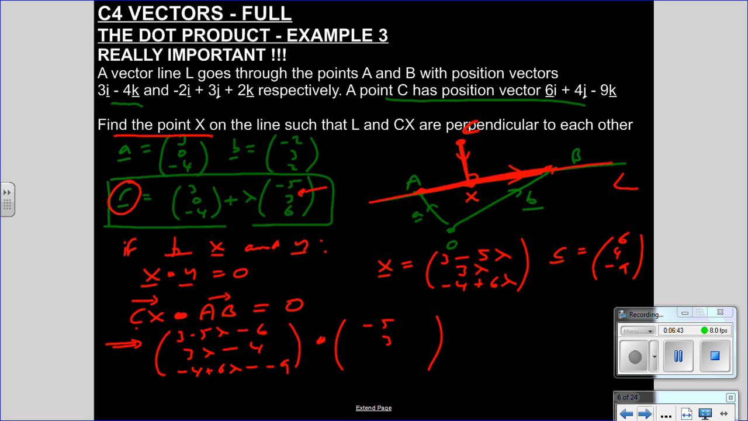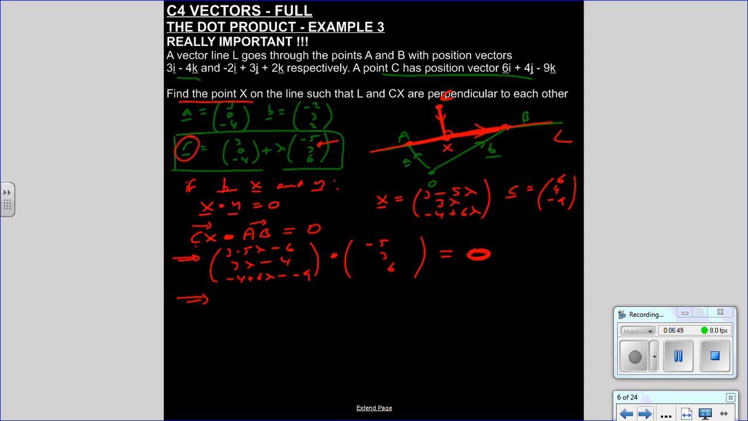So minus 5, 3, and 6, and this all equals 0. Right? Why have we done that? Well, let's clear this up. So 3 minus 5 lambda minus 6. So that's minus 3 minus 5 lambda.